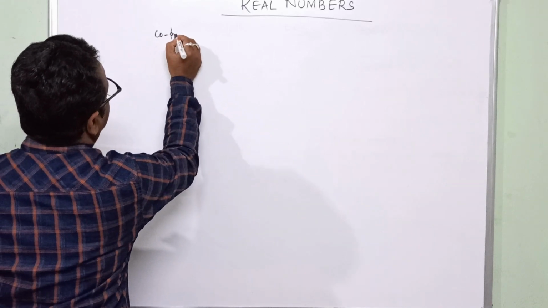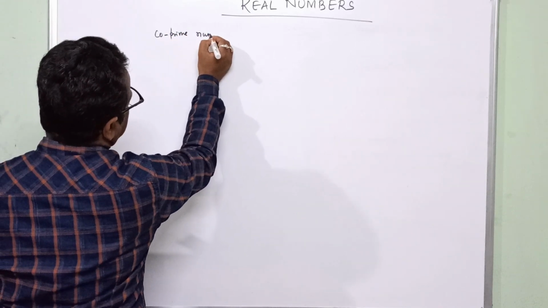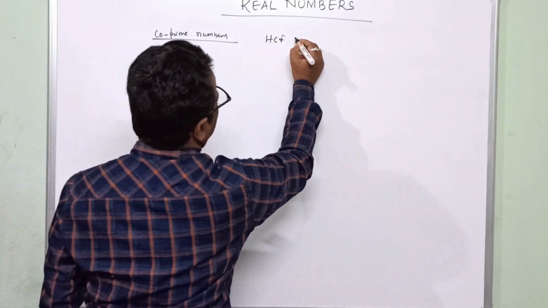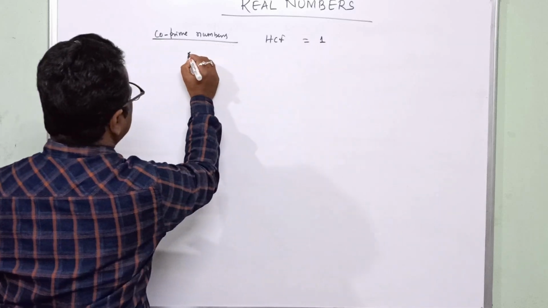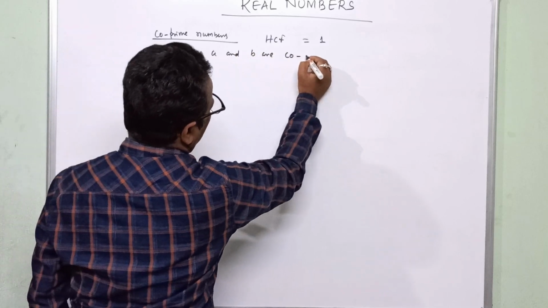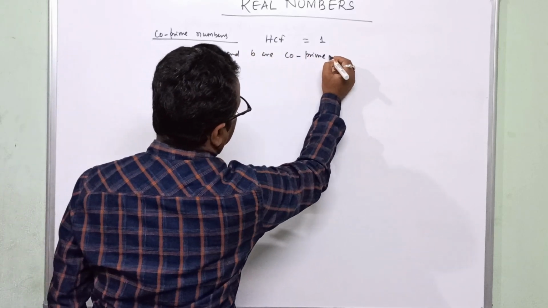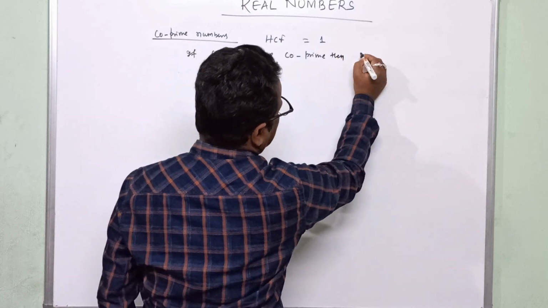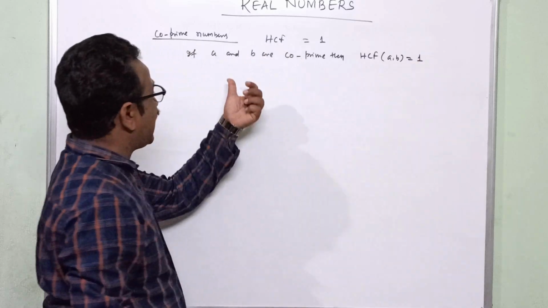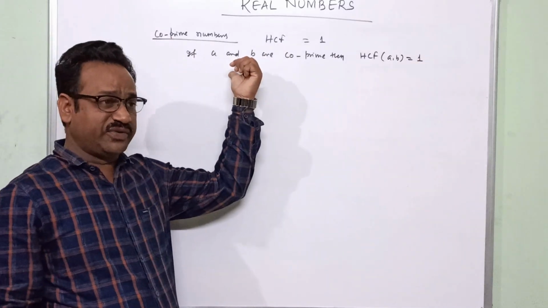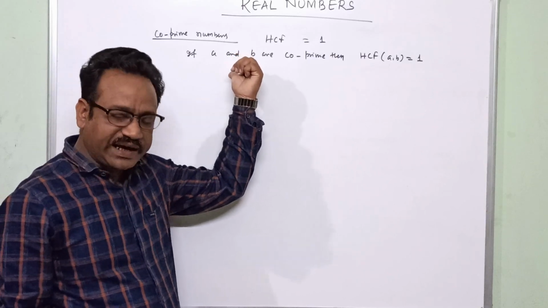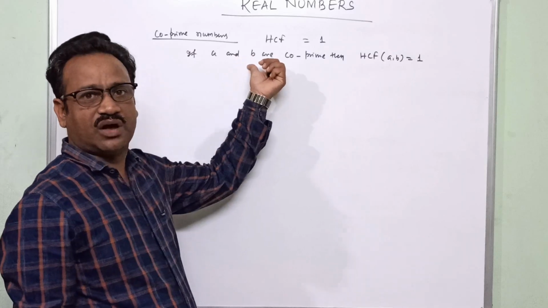Coprime numbers. HCF is equal to 1. That means if A and B are coprime, then HCF(A, B) is equal to 1. That means they do not have any other factors other than 1.